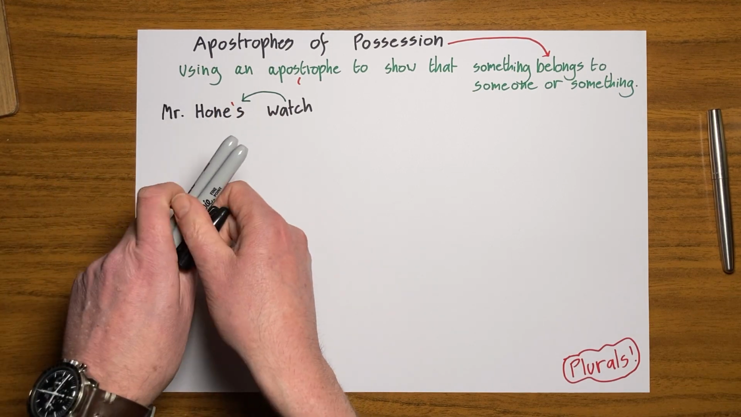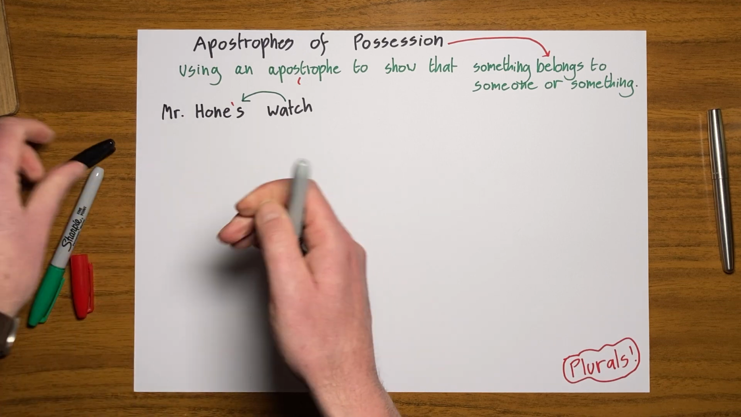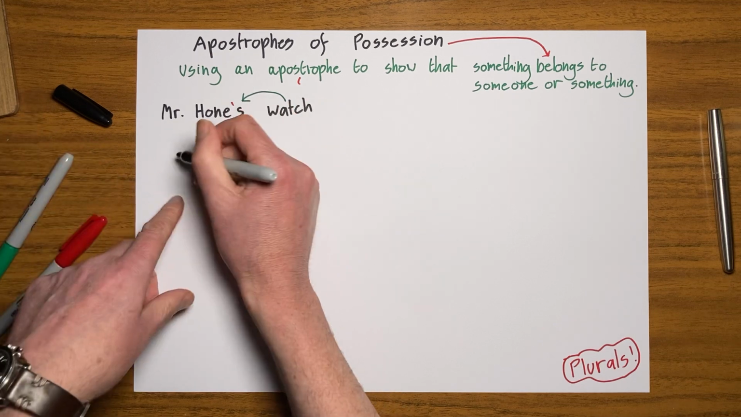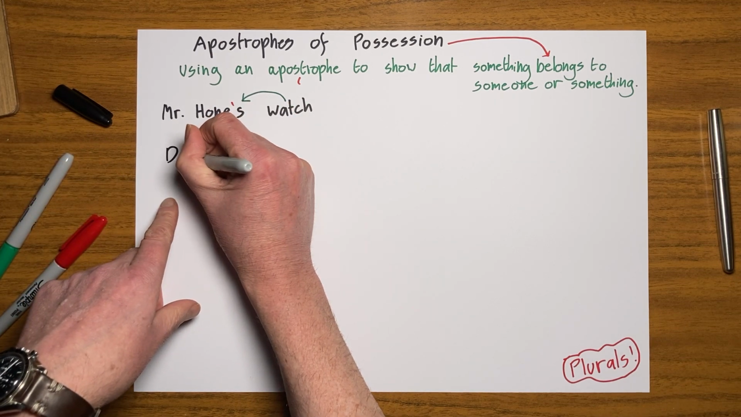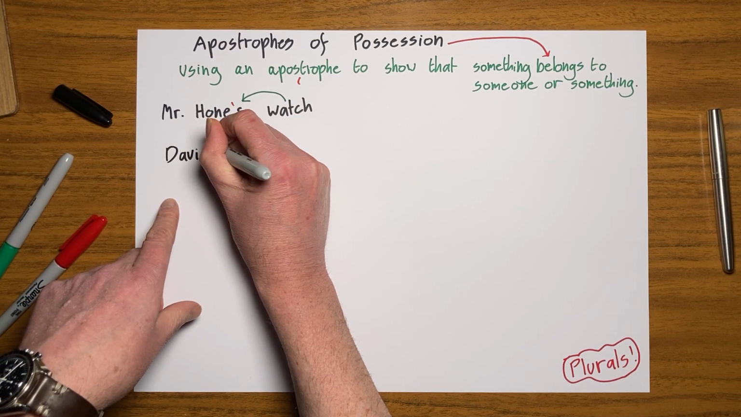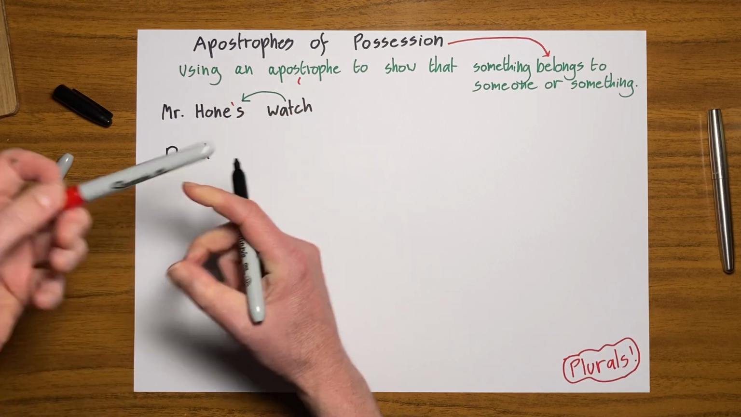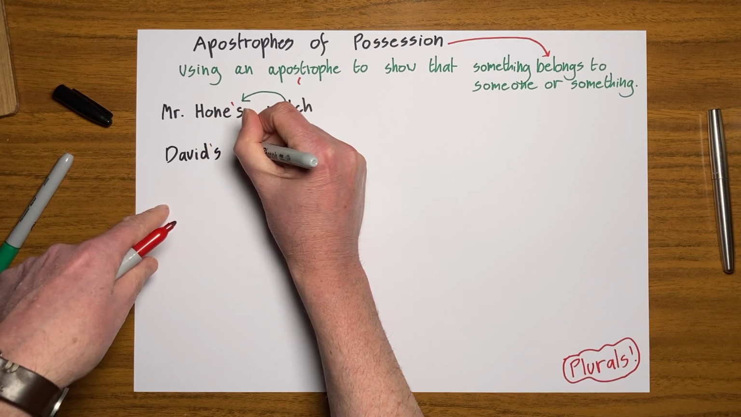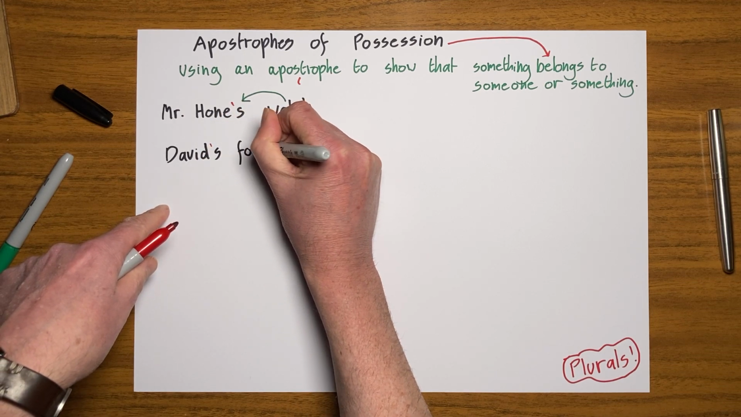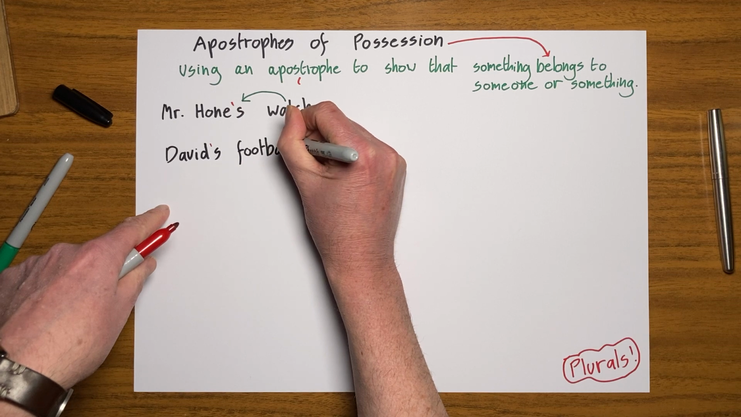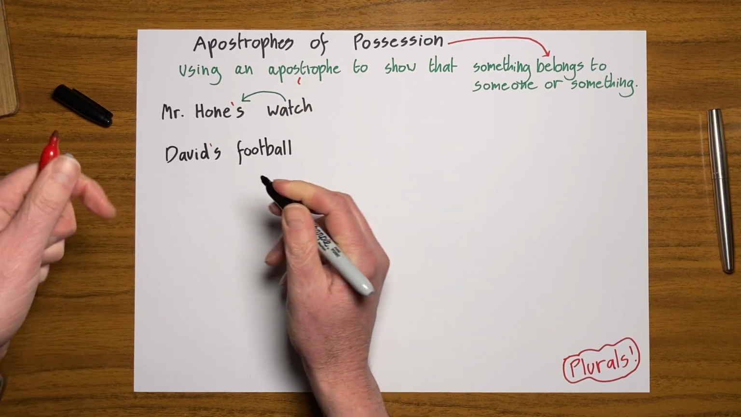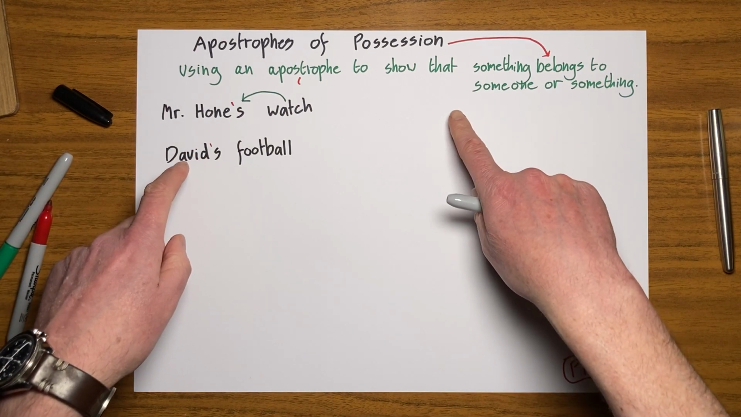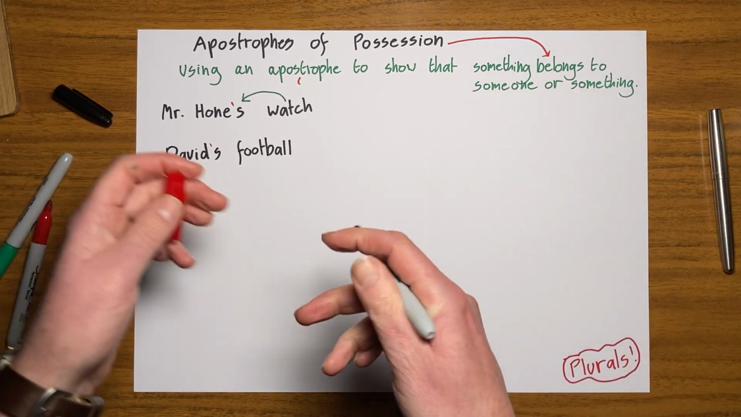I'm just going to do a load of examples, I think, and hope that it becomes clearer. So let's have a look at this. Let's do some names. So David's, put my apostrophe S. David's football. It's his football. It's nobody else's. And it's often for someone, but it could also be something.